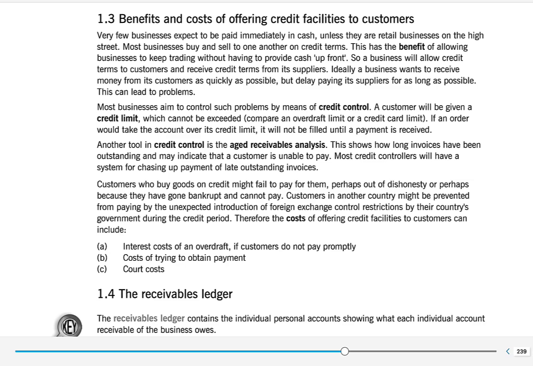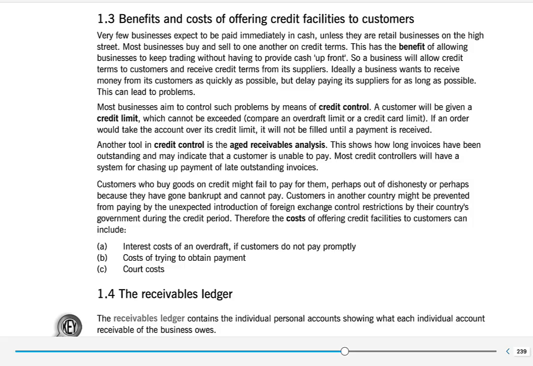Cost 2. Costs of trying to obtain payment. Chasing payment takes time and money. It can include staff time in the credit control department, phone calls, letters, emails, reminder notices, and statements, sometimes using a debt collection agency. These are real costs created by credit sales.